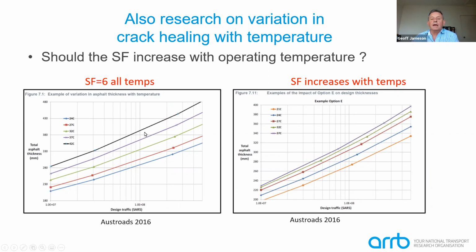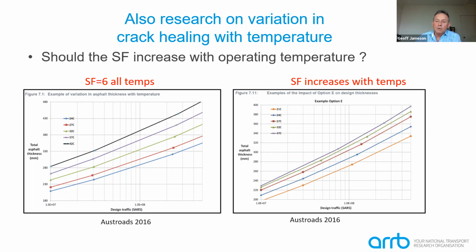And the bit that we question is whether or not we've allowed for the increase in healing of fatigue damage with temperature. Shown on the right-hand side is an alternative model that we've been looking at, where we try to vary the shift factor with temperature to better reflect what we think is happening in terms of the increase in damage healing with temperature.